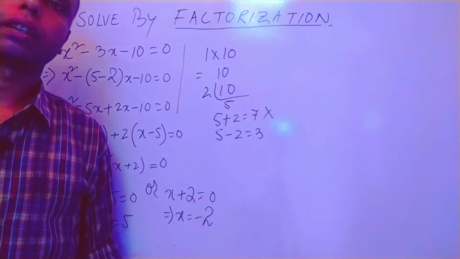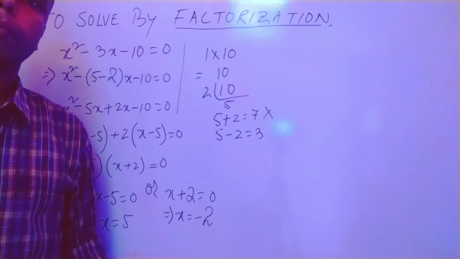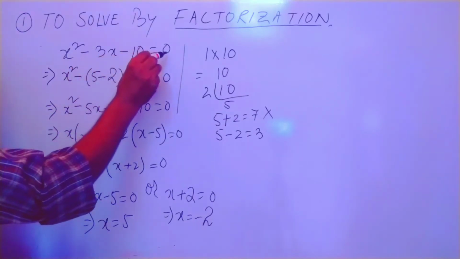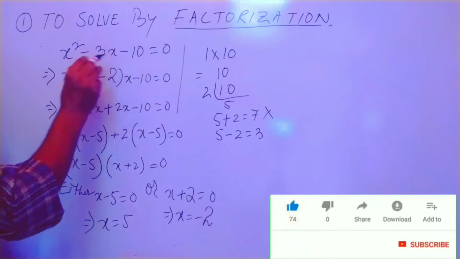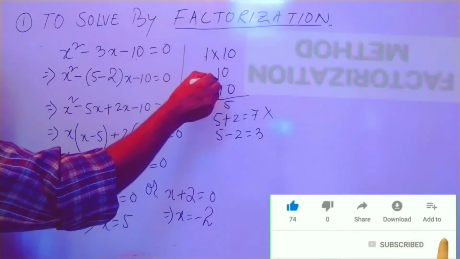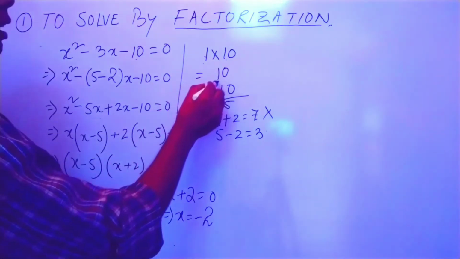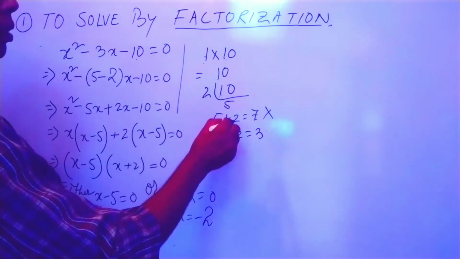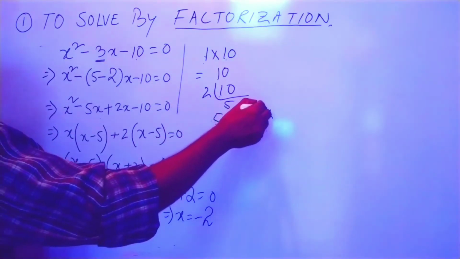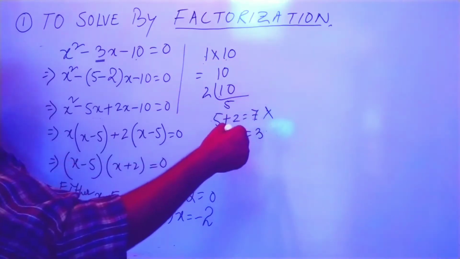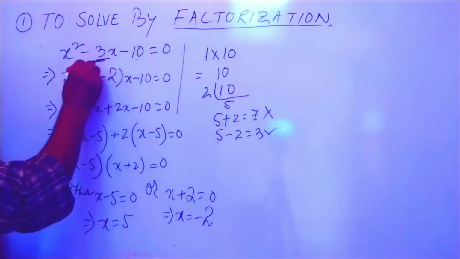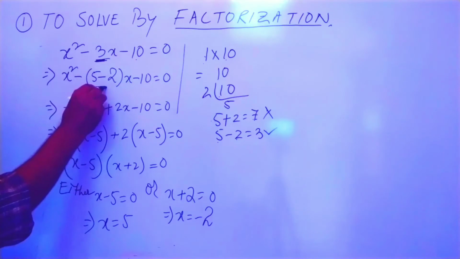To solve the quadratic equation, we choose the first method, which is by factorization. Let us cite an example: x square minus 3x minus 10 equal to 0. We take the coefficient of x square as 1 and the constant term 10, and multiply them to get 10. Now by factorizing 10, 2 times 5 is 10, we need to get the middle term as 3. 5 plus 2 is 7, which does not match the middle term, so we don't take it. 5 minus 2 is 3, it matches the middle term, so we take 5 minus 2 and open the bracket.